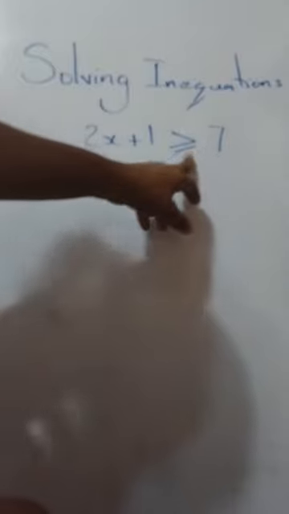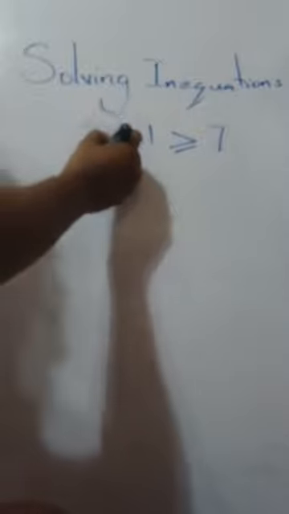Now, we're going to be solving similar to how we would have solved equations, by making x the subject of the statement. So in order to know what the values of x are, I want x to be on one side of this sign, all by itself. That's the most important thing that you need to remember when solving an equation or an inequation. You want the unknown to be on one side of the inequation or equation by itself.